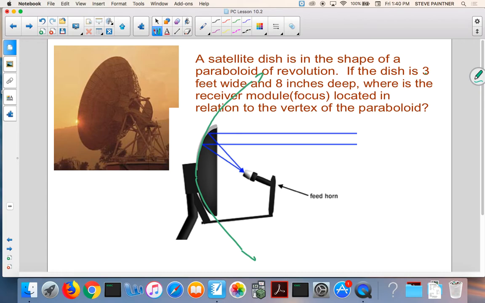Okay, the dish is 3 feet wide, 8 inches deep. First thing, when you're working with applied problems, you don't want different units. You don't want feet and inches. If I were you, I would change 3 feet to 36 inches, to make things easier. So the width is 36 inches, so 36. Depth is 8.